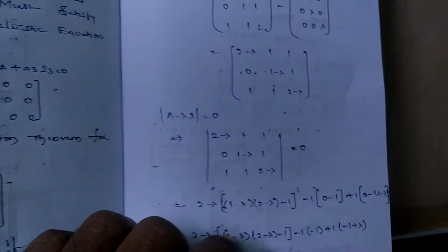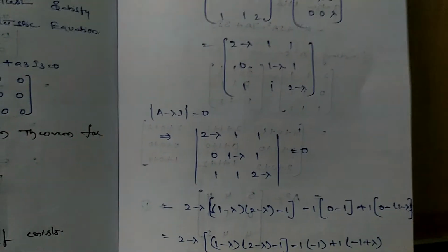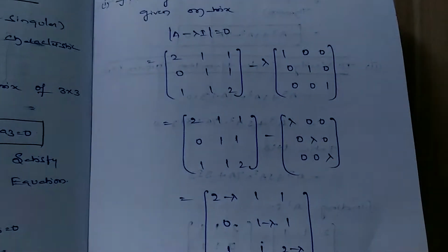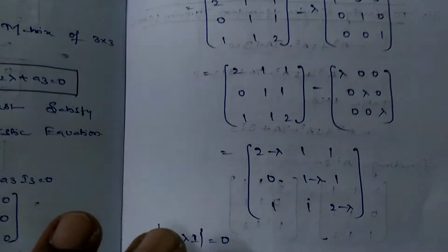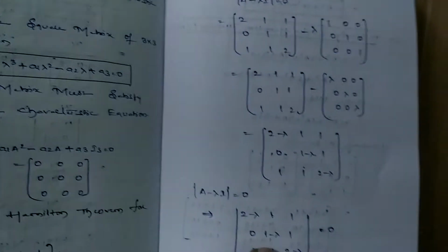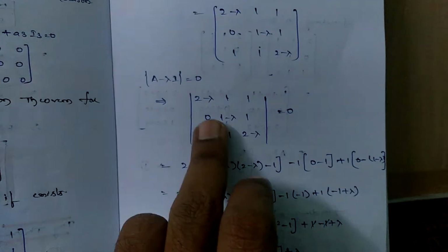Now we find the characteristic equation from the determinant of the given matrix, in terms of lambda. So A minus lambda I: for the matrix you have, you have to find the characteristic equation. After finding the characteristic equation, set it equal to 0 and find the values of lambda.